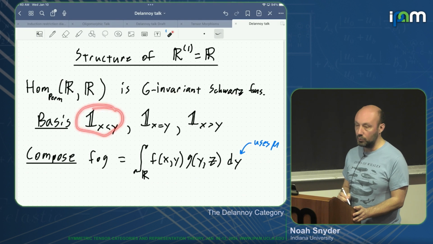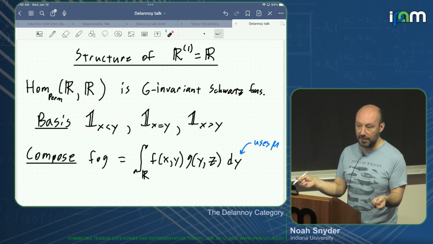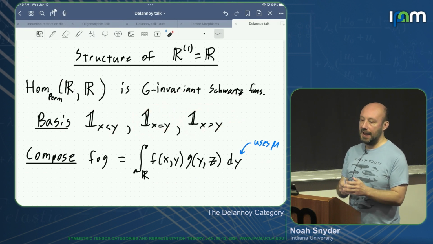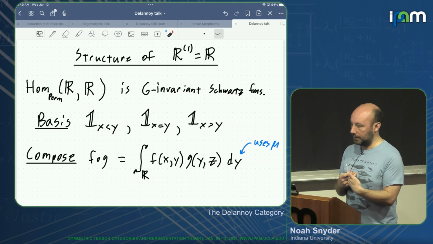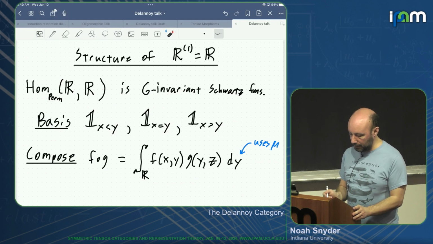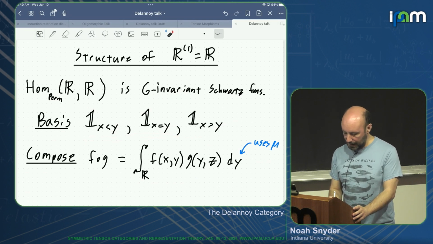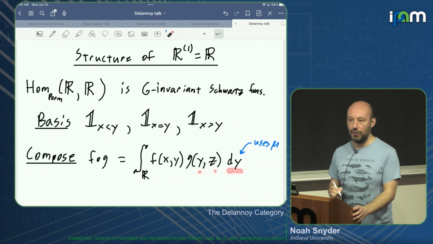This function, which is 1 when the first input is smaller than the second input. This function that's 1 when they're equal, and this function that's 1 when they're ordered the other way. And every G-invariant Schwartz function is going to be a sum of these three things. And to compose them, I'm supposed to integrate against Euler characteristic: integrate f of xy with g of yz, and integrate out the y term.